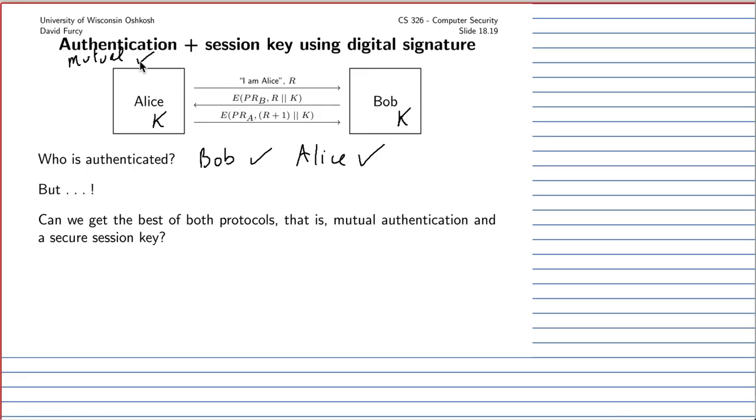However, this protocol has a significant weakness. So make sure you identify it before you listen to the following discussion.